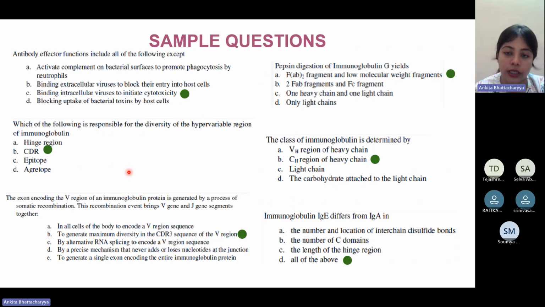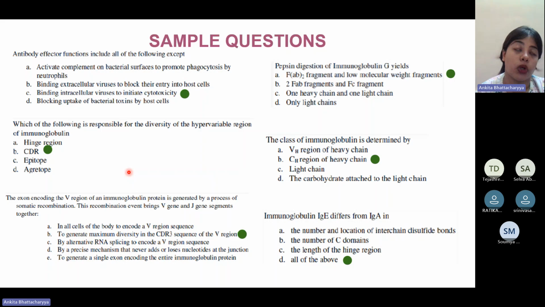But because pepsin cuts below the hinge, what it will generate is the fragment with two antigen binding sites and the lower constant region, which will be a low molecular weight fragment. As a task from your end, I want you to go and check in which case the rest of the three options would be correct.